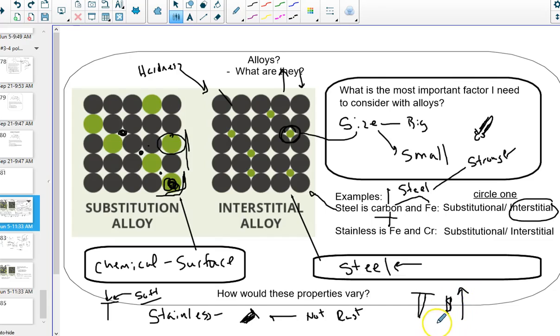So here are some examples of interstitial and substitutional alloys. The main thing here is size and how the crystal sets up.